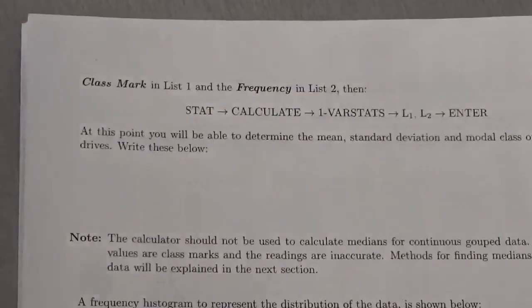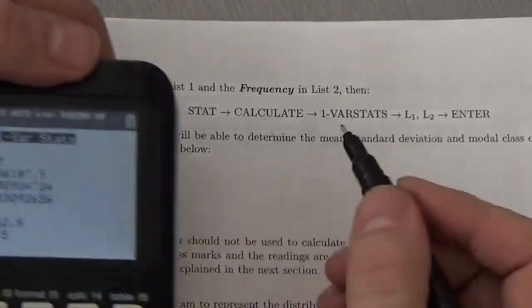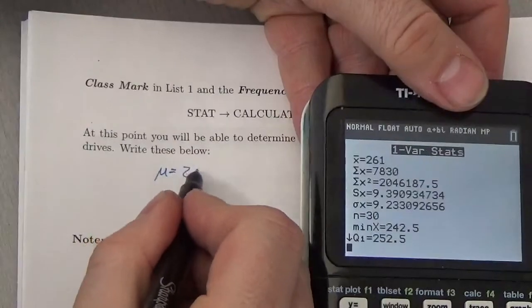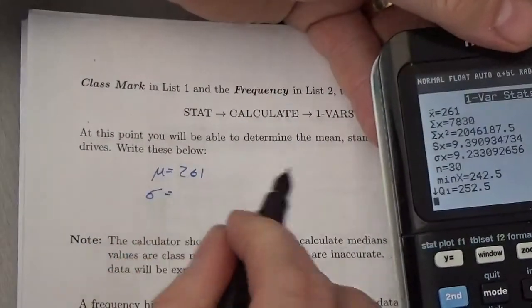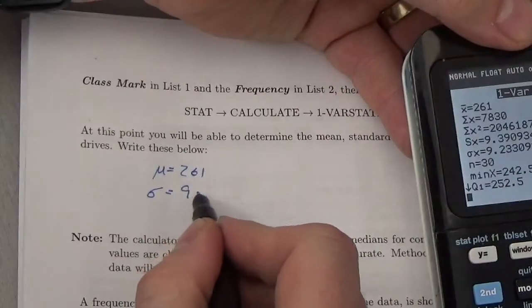So what are we looking for? Well, we're looking for the mean. Okay, and the mean I can see right here is 261. Okay, we are looking for the standard deviation. Standard deviation is going to be 9.2.